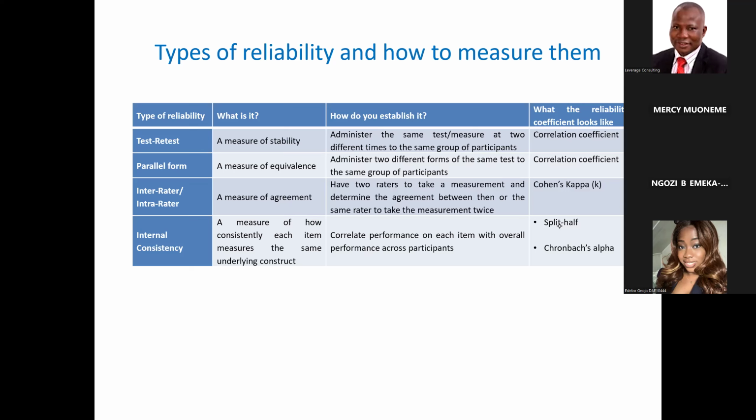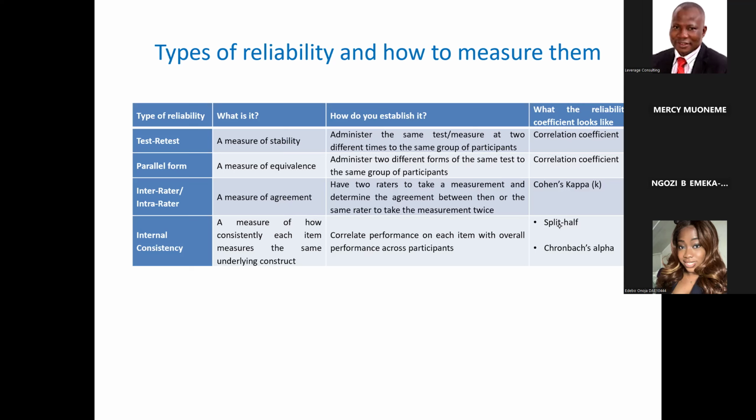Inter-rater means two different people administer the same test to the same people. The group of persons, maybe there are 10 of them, you administer it, then another person administers it. I want to see your scores, the two of you. It may also be that you administer it first and later I go back and administer it. That's inter-rater. Then we use Cohen's kappa.